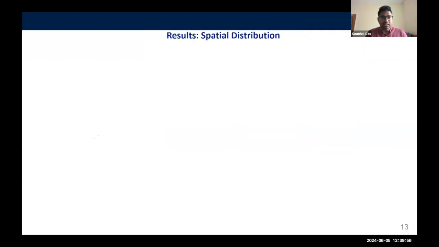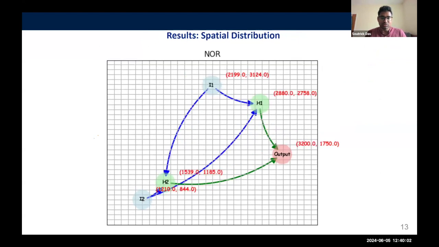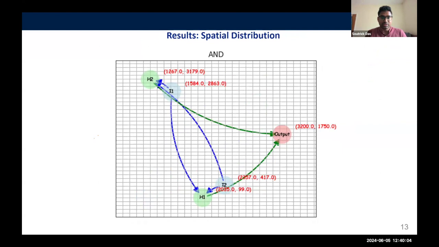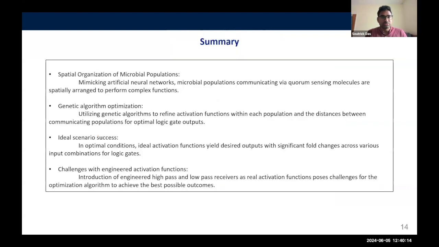But this, I'll show you the spatial distribution. You can see this is for OR, NOR, and NAND. You can see that just by placing the locations of the colonies differently, we can generate different logic gate functions. And with this, I'll just summarize.